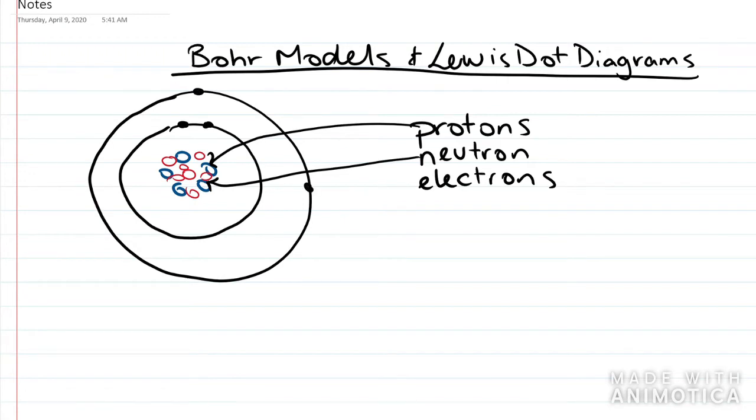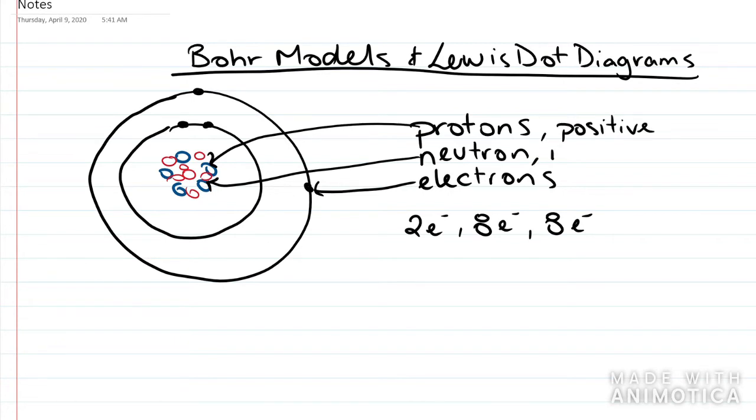And there is a certain order to how we put these. 2 in the first shell, 8 in the second shell, and 8 in the third. And we generally don't go bigger than that. So, back to the three parts. Protons are positive. Neutrons are actually neutral. And electrons are negative.